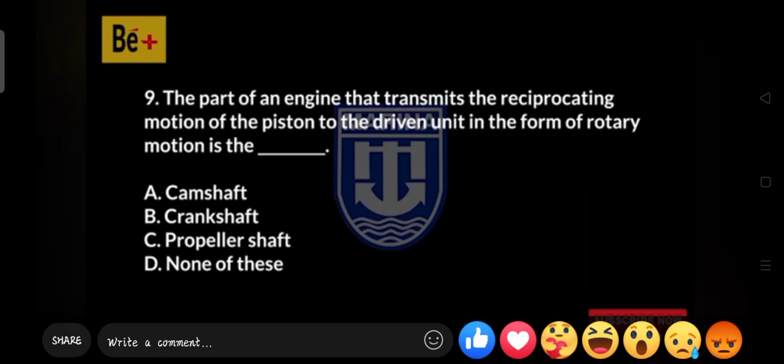The part of an engine that transmits the reciprocating motion of the piston to the driven unit in the form of rotary motion is the A. Crankshaft, B. Crankshaft, C. Propeller shaft, D. None of these. The answer is B. Crankshaft.